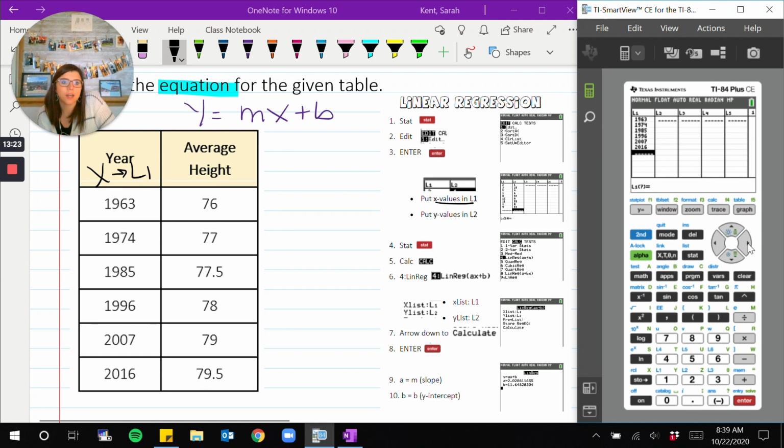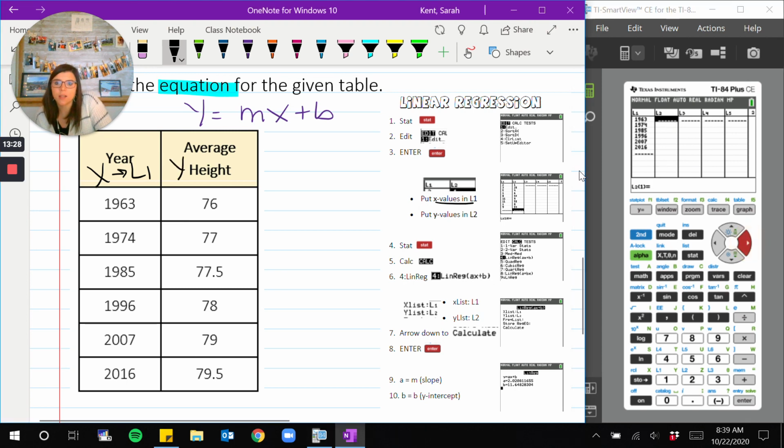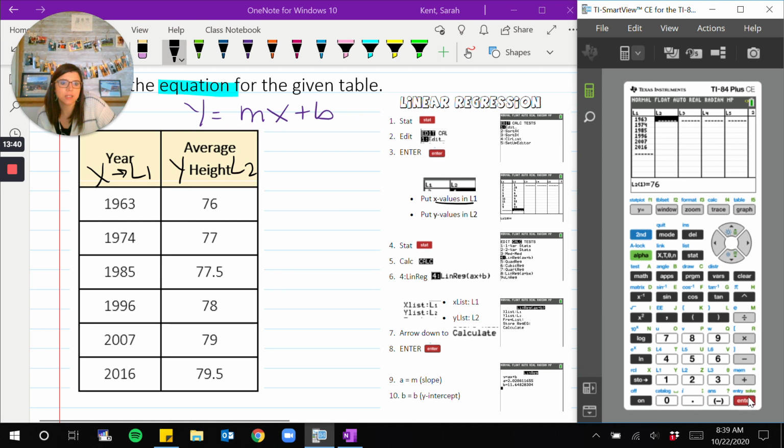I'll arrow over to L2. Here, my second column is Y. These are all L2. So all of these numbers will go in L2. My first one is 76, enter. 77, enter. Oh, just 77. 77.5, enter. 78, enter, 79, enter, and 79.5, enter. So my table on my calculator looks like my table on my paper.